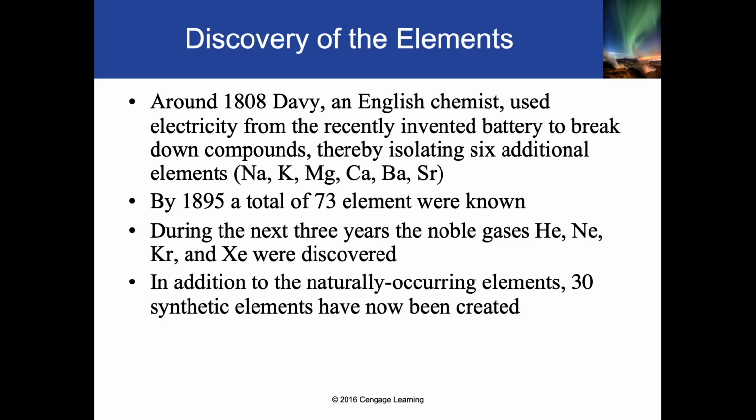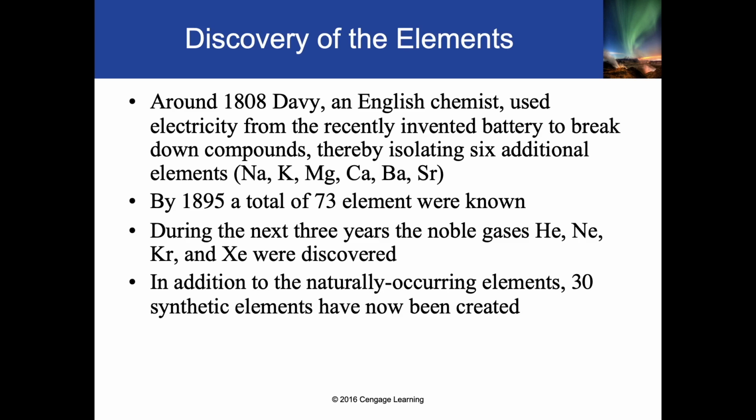Davy, I think his name is Jeffrey Davy, an English chemist, used electricity from the recently invented battery to break down compounds, right? The battery was invented before 1880, that's crazy. Thereby isolating 6 additional elements: sodium, potassium, magnesium, calcium, barium, and strontium, I believe. Yes. So those are all metals. That makes sense. It took electricity to isolate those guys because those are all metals, right?